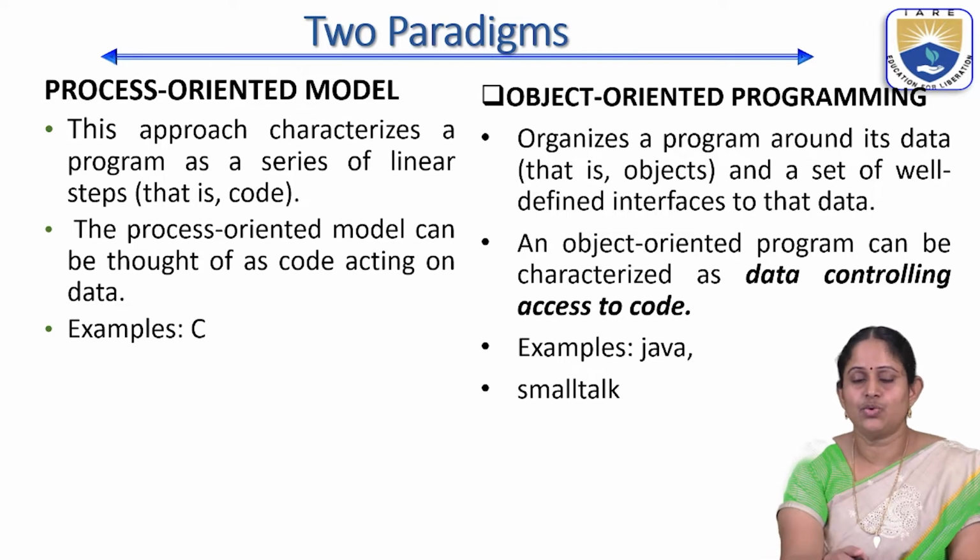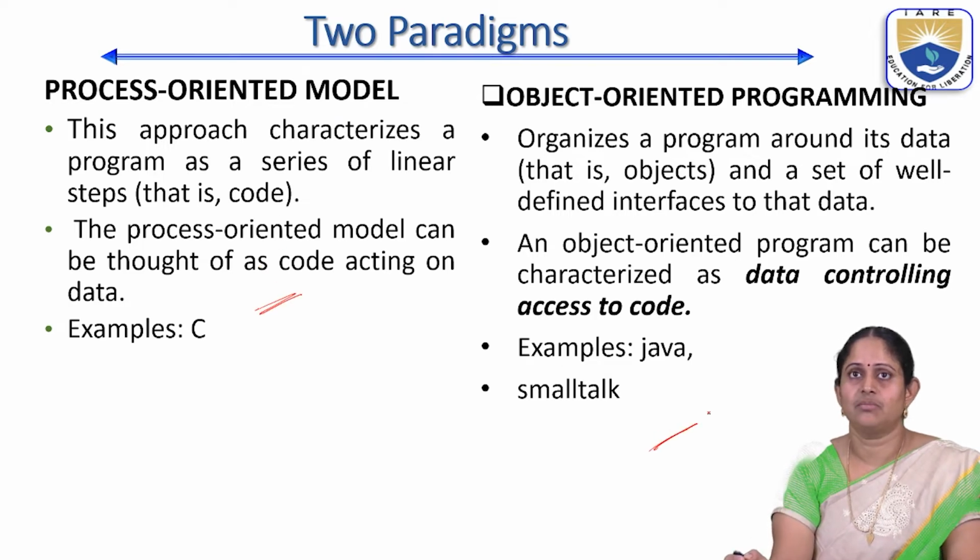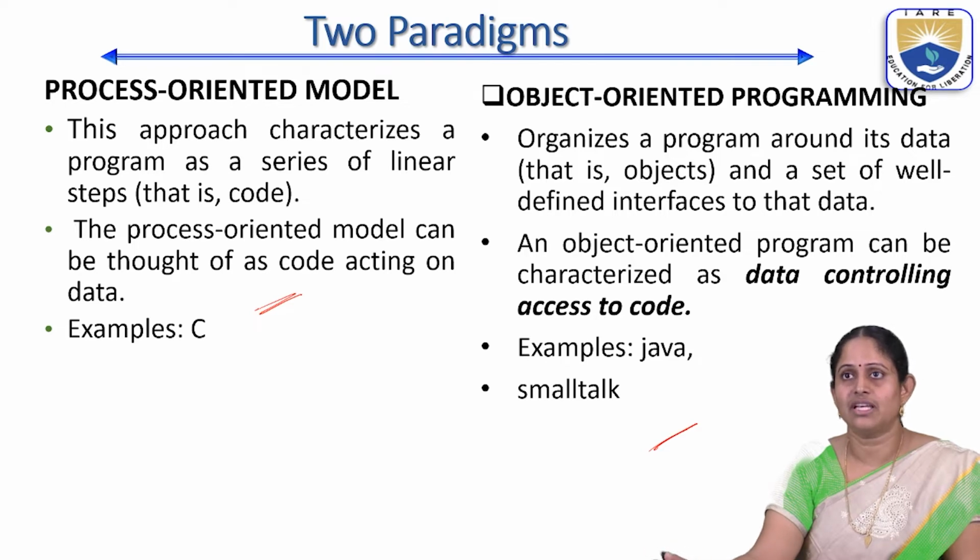There are basically two programming paradigms: the process-oriented model and the object-oriented model. The process-oriented model is the one used in C, wherein a program is considered as a series of linear steps. In object-oriented programming, everything is organized as classes and objects.